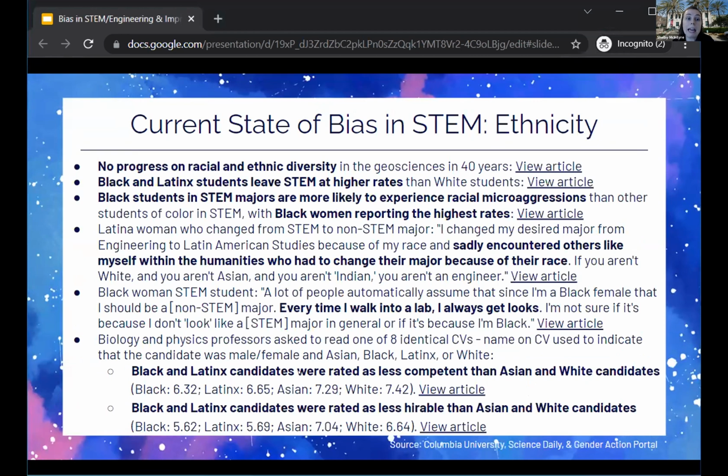Let's also jump ahead to ethnicity, right? So this is a really awful one, the first one. Over 40 years, they did a quantitative study and saw that there's really been no meaningful progress on racial and ethnic diversity in the geosciences. In terms of students who start as a STEM major and then leave that STEM major, Black and Latinx students leave at a higher rate. Black students in STEM majors are more likely to experience those racial microaggressions, and Black women, because they're being impacted both as a minoritized race and a minoritized gender, have the highest rates of that microaggression discrimination.